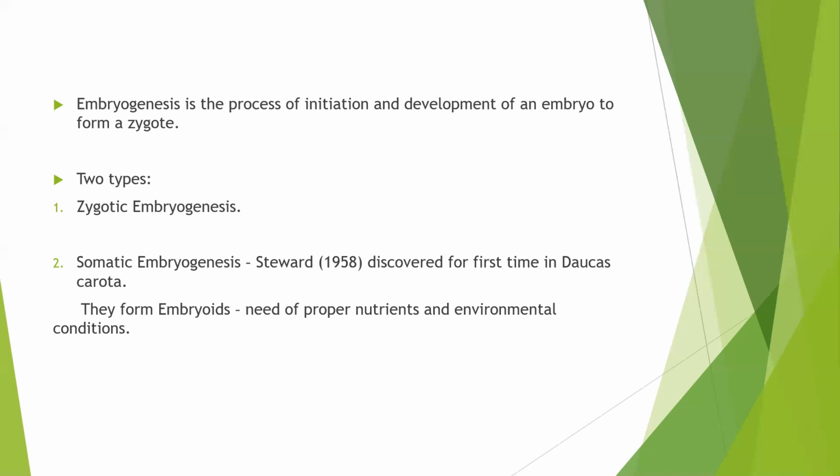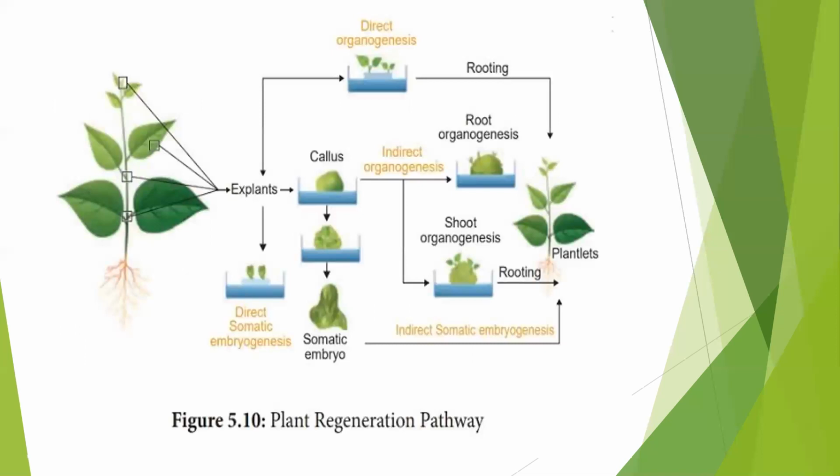These embryos are formed when there are proper nutrients and environmental conditions. Here we have discussed both organogenesis and somatic embryogenesis. We take an explant from anywhere, either leaf or stem. This explant is cultured on our medium, then it forms callus. On top of the callus, small structures form. These are called somatic embryos.